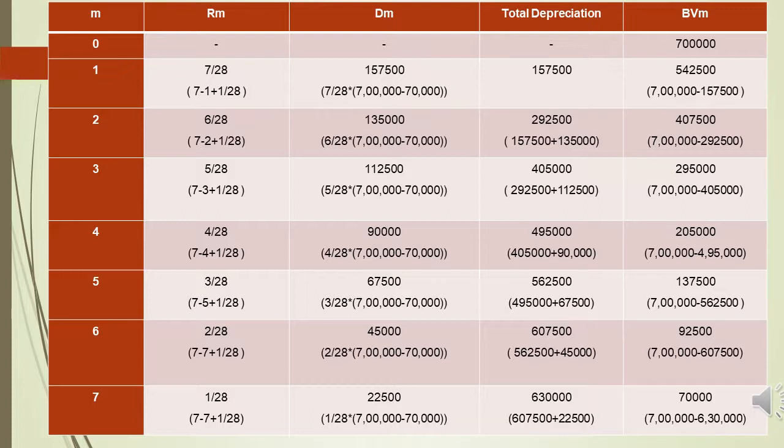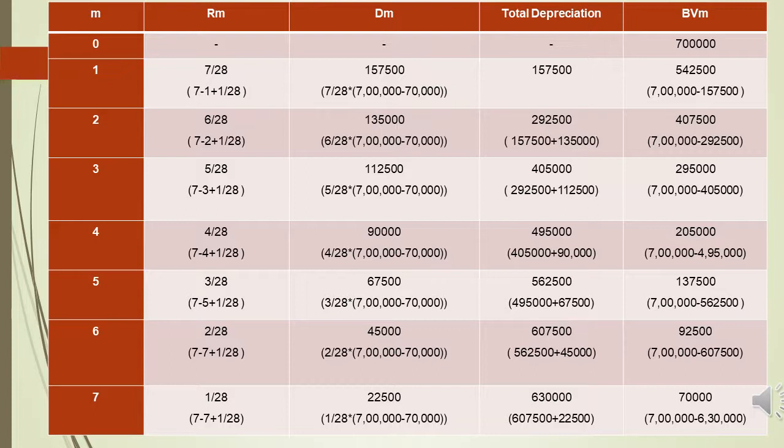Okay. Next, I am going to calculate the BV value for the fifth year. So I will subtract from 7 lakhs the total depreciation value of the fifth year. 7 lakh minus 5,62,500. When I deduct it, I will get the answer as 1,37,500.